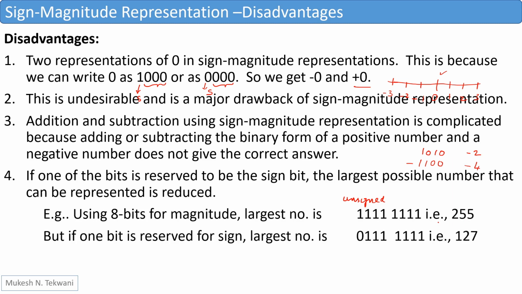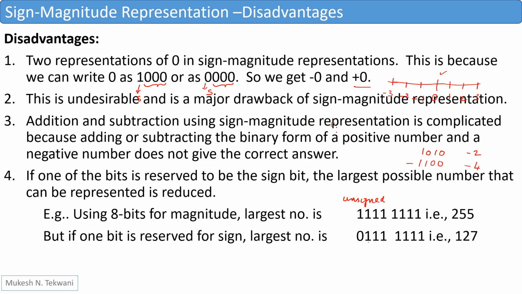But if one of the bits we use up for the sign bit, that means if I want to represent this number as a positive number, then I'll have to keep this bit as 0, and that leaves us with only 7 bits, 7 ones, and these 7 ones give us the decimal value 127. And therefore when we are using the sign magnitude representation, the range of numbers is greatly reduced.